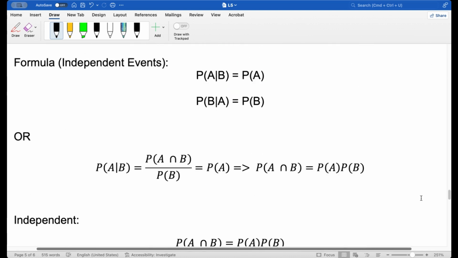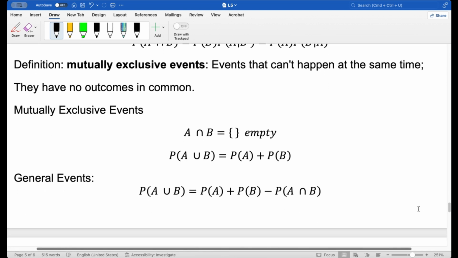Okay, up next is the concept of mutually exclusive events. Basically, mutually exclusive means that the events cannot happen at the same time. They have no outcomes in common. Their intersection is empty, A intersect B is empty. When that happens, the probability of the union is just the sum, the probability of A plus the probability of B. Recall that in general, when finding the probability of a union, you add, but then you have to subtract the overlap. But here, if the intersection is empty, that probability is 0 and that term drops out.